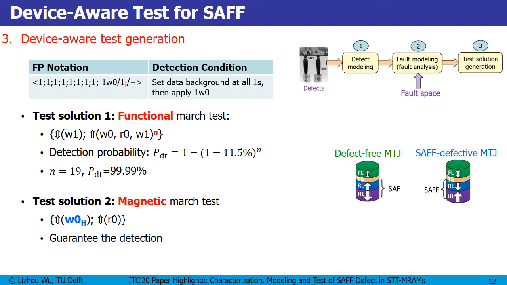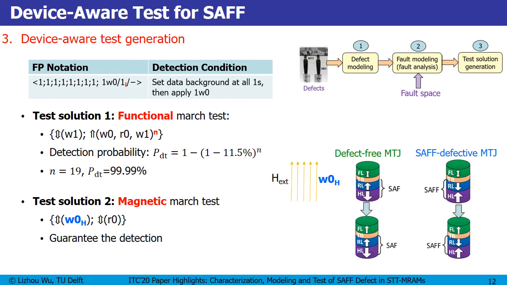So we have a defect-free MTJ, and we also have a SAFF-defective MTJ. We can apply a magnetic write to zero operation, and no matter what state is in your MTJ device, the magnetization direction in the free layer always aligns with the external magnetic field, and the same for the defective MTJ. If you pay more attention to these two devices, you will see the defect-free MTJ is now in P state, while the defective MTJ is now in AP state. Then we can simply apply a read operation to detect these SAFF defects.